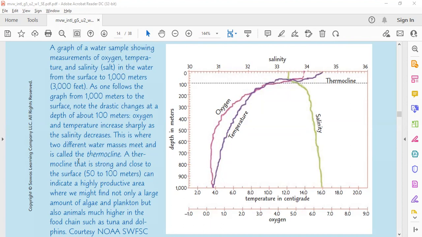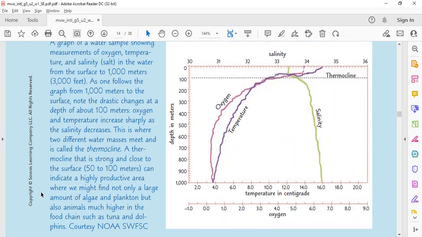A thermocline that is strong and close to the surface, 50 to 100 meters, can indicate a highly productive area where we might find not only a large amount of algae and plankton, but also animals much higher in the food chain, such as tuna and dolphins. Okay.